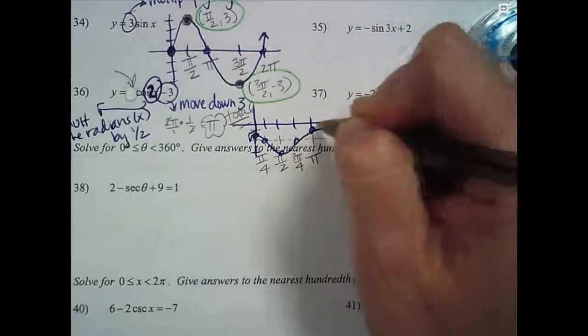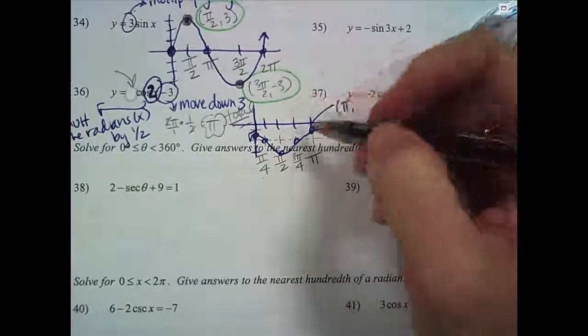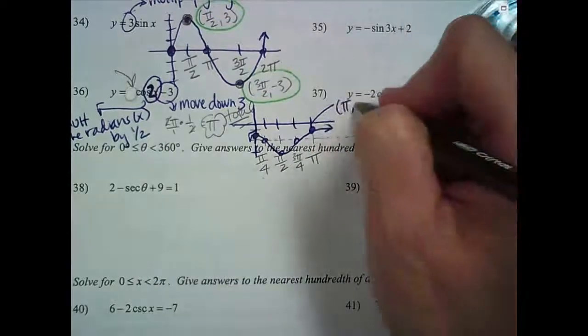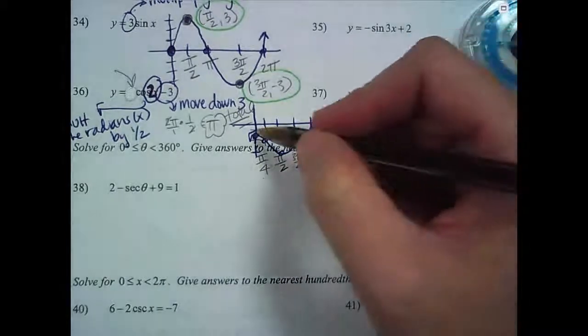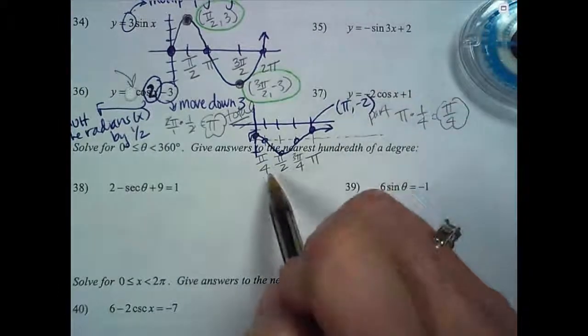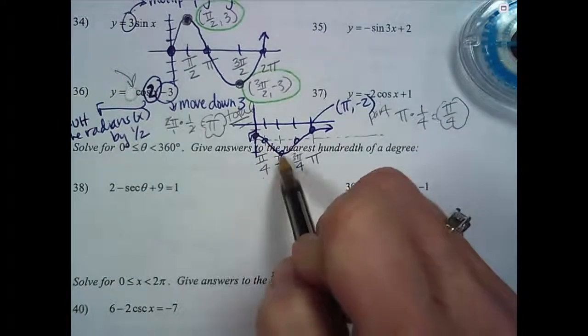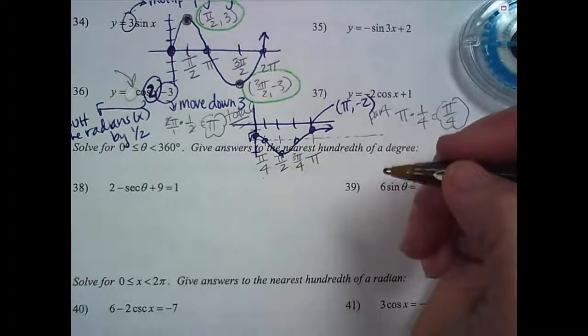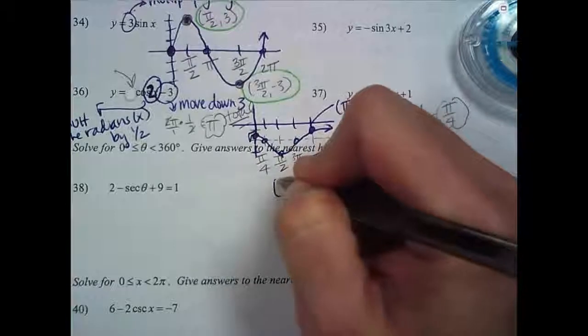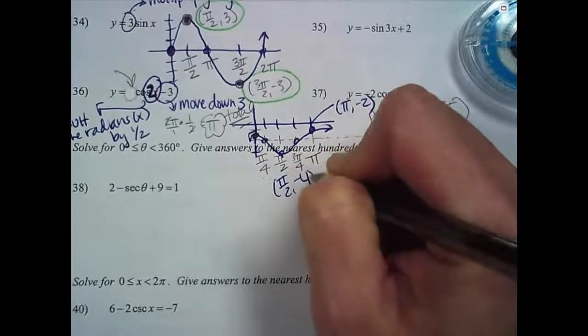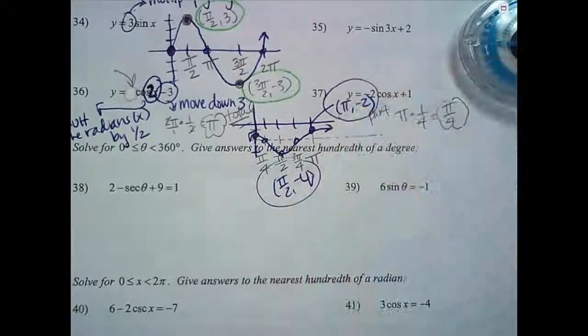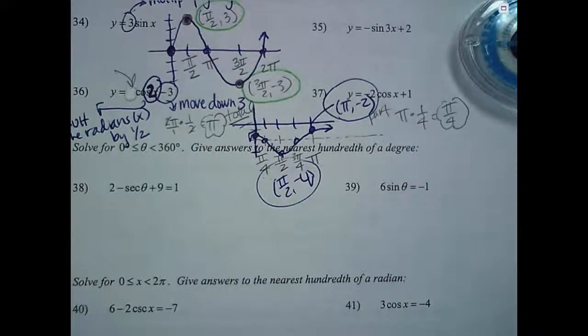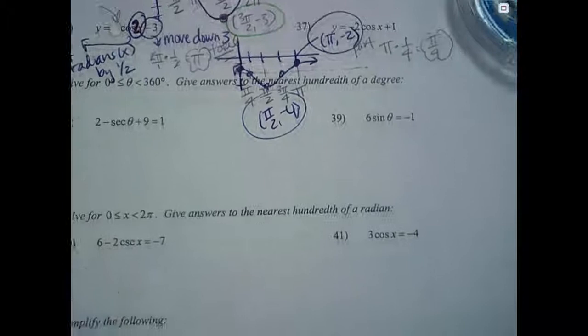Okay, this mark here then would be pi -2. You drop down to. This mark here would be pi over 2 -3. -4, sorry. Okay, so that's how you do those. They're kind of tricky. Let's move to 38.